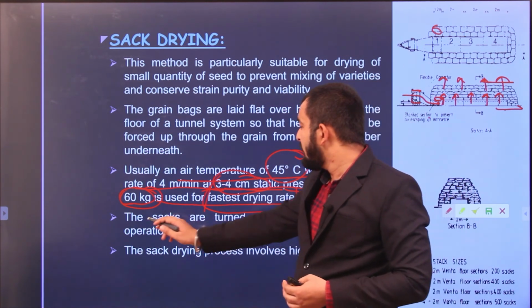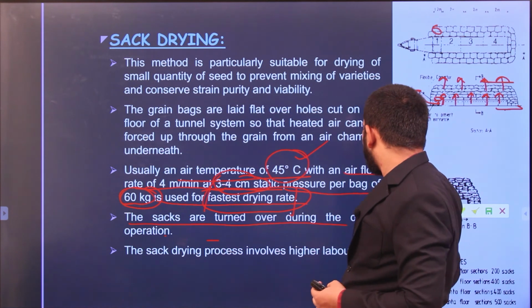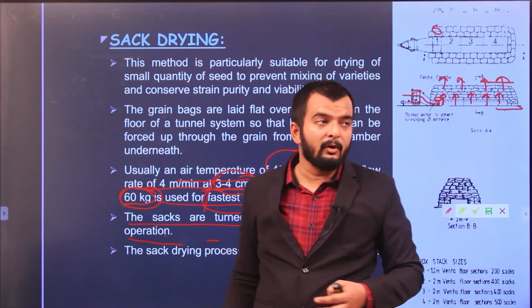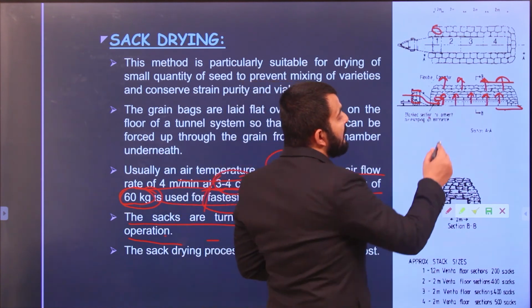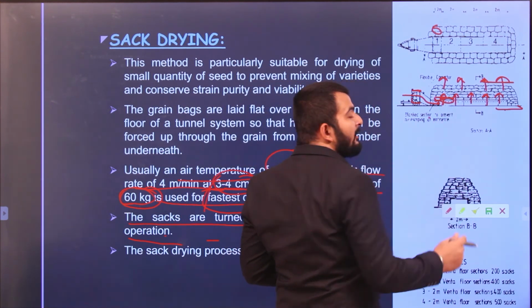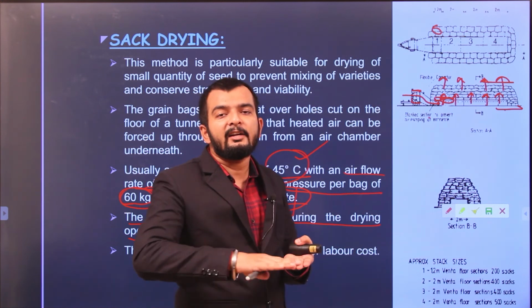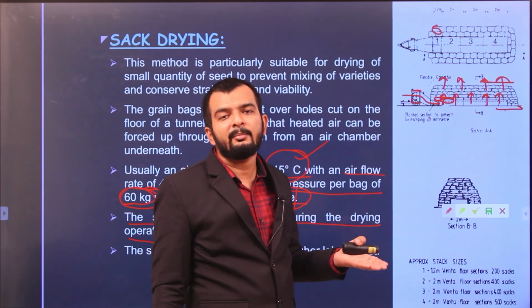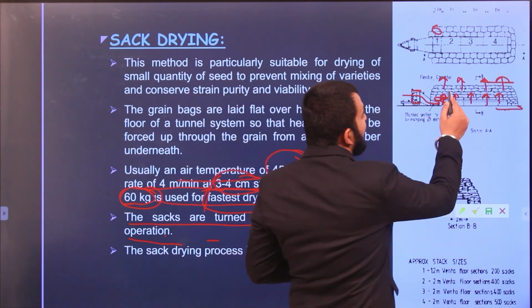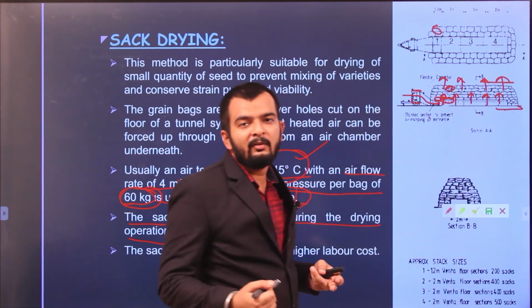Alright, so the sacks are turned over during the drying process. As I already explained, the moisture removal will be non-uniform. The sacks which are in direct contact, laid directly over the holes, will have considerably greater moisture removal than the sacks laid on the top. Why is it so?